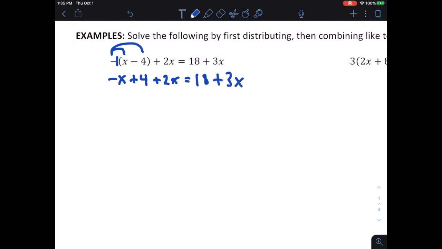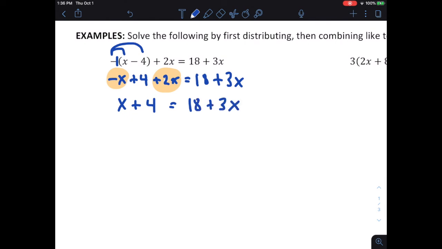And now it's very similar to the problems that we just did, except there's only one side that requires any combining. So on the left-hand side, we have a negative x and a positive 2x. So I'm going to combine those together. So we have 2x and negative 1x, right? So we could put that 1 in there, but we don't have to. So that means we have 1x, or just x, plus 4 equals 18 plus 3x.